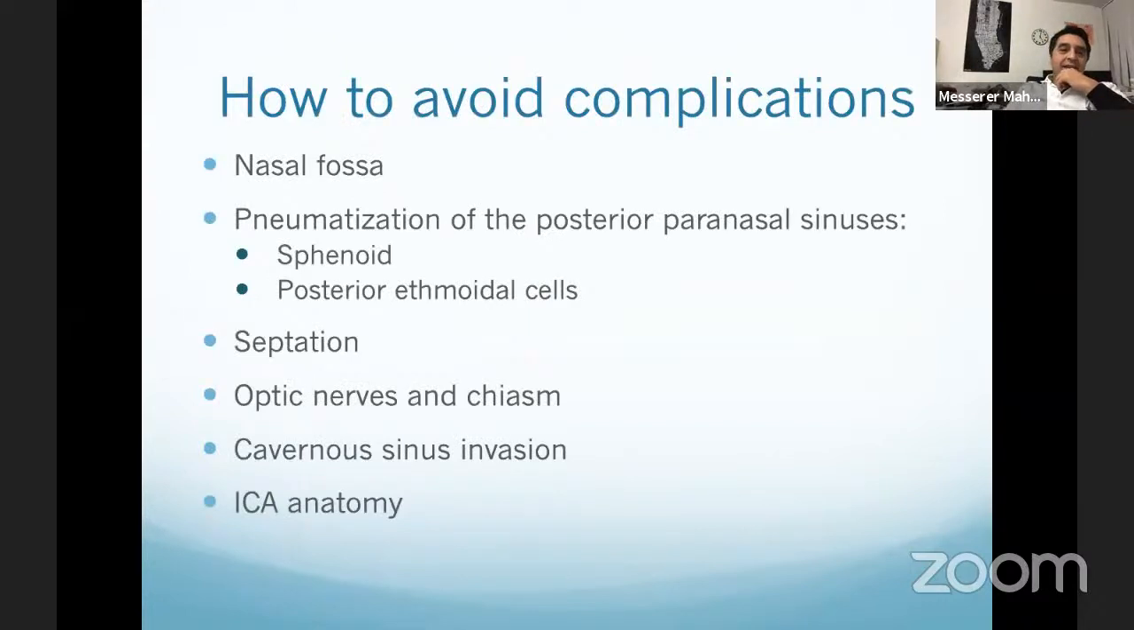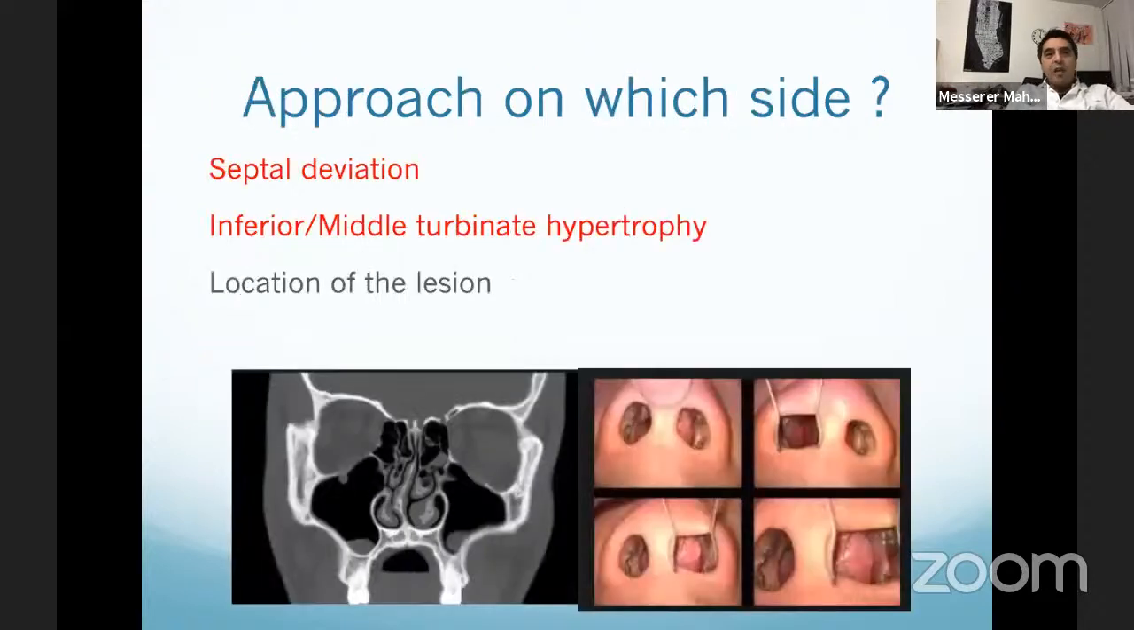Now, how to avoid this kind of complication? The key, I think, is to carefully analyze the images before the surgery. You have to analyze the nasal fossa, the pneumatization of the sphenoid sinus, the posterior ethmoid cells, the septation inside the sphenoid sinus, the relationship between the tumor and the optic nerves, whether there is cavernous sinus invasion, and the anatomy of the ACA. First of all, you have to decide from which nostril you will approach your lesion.